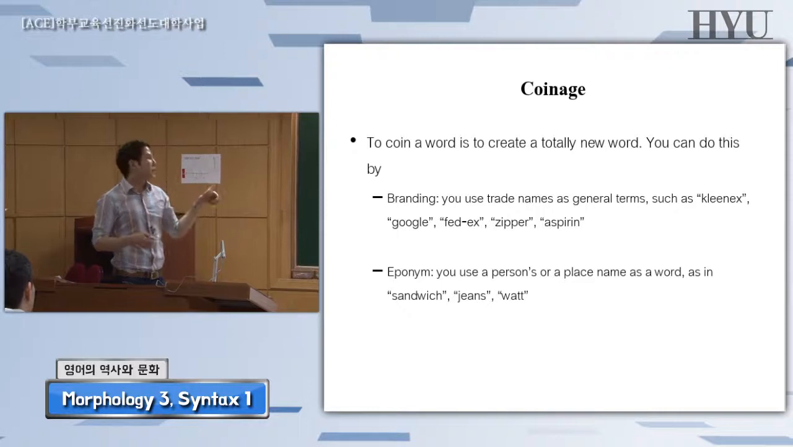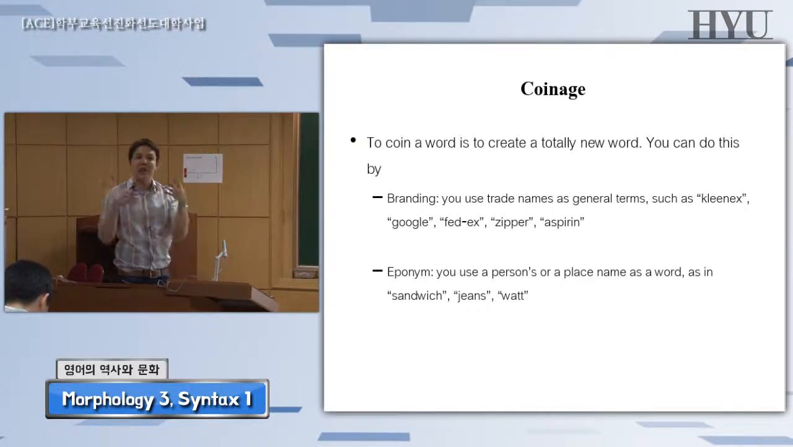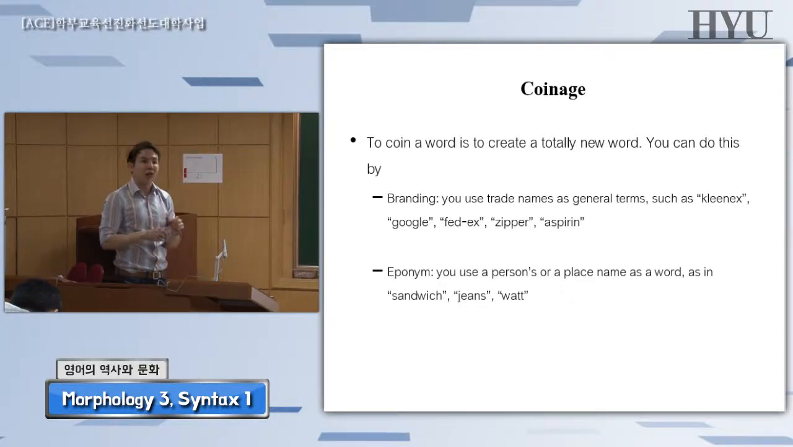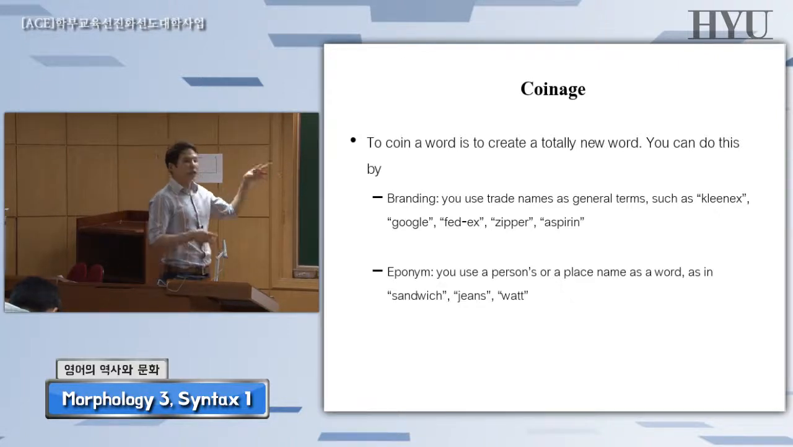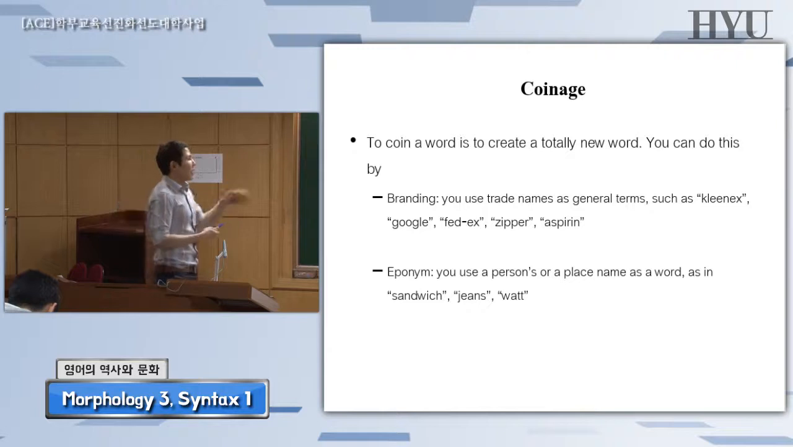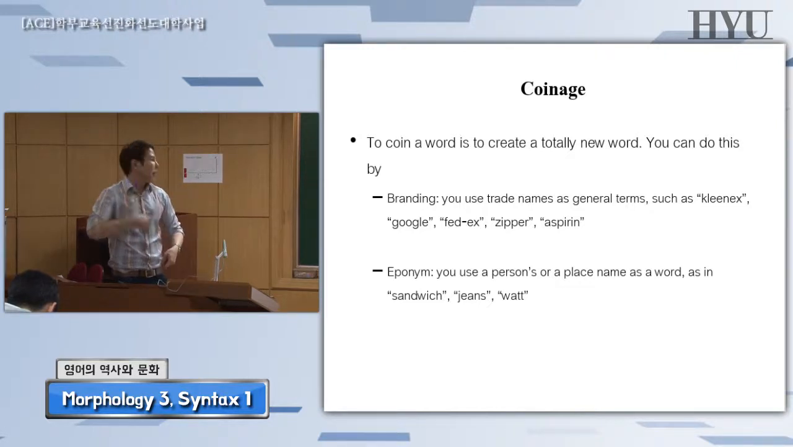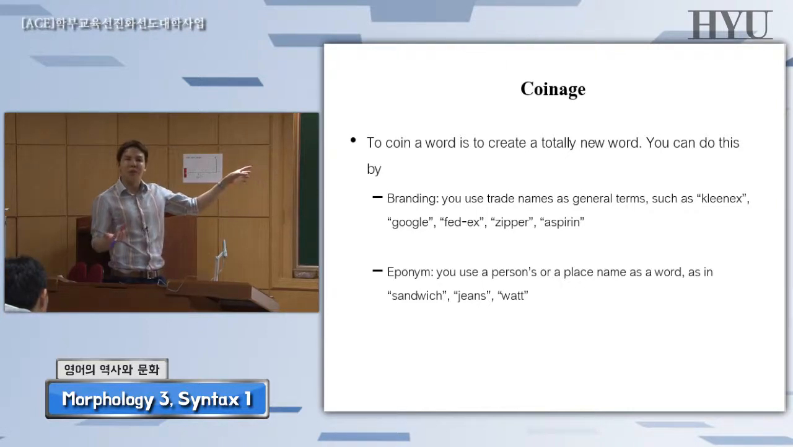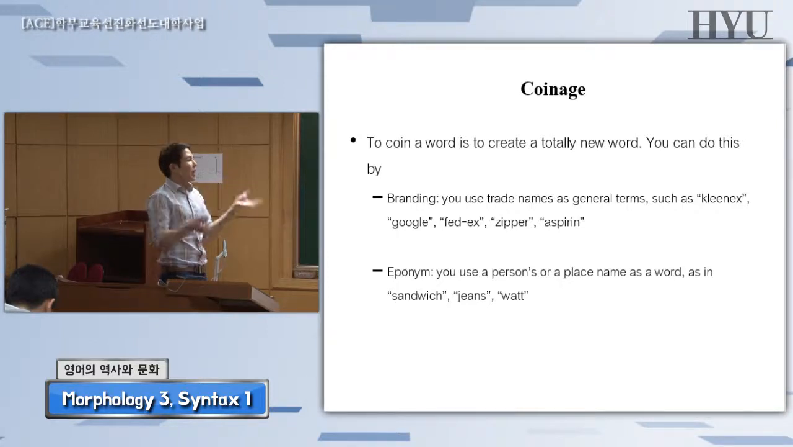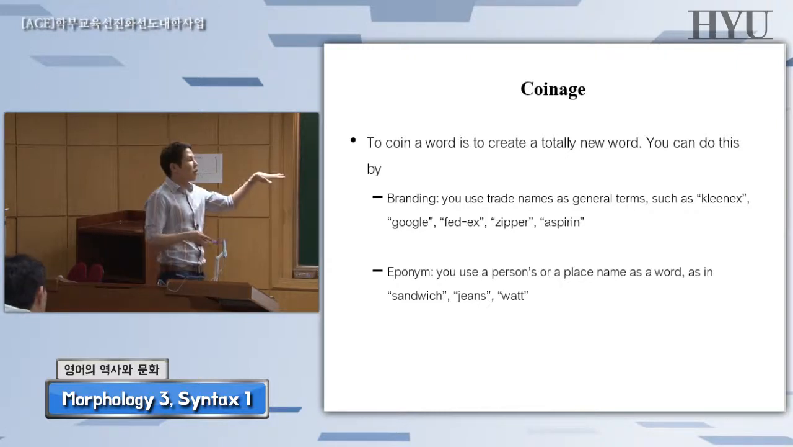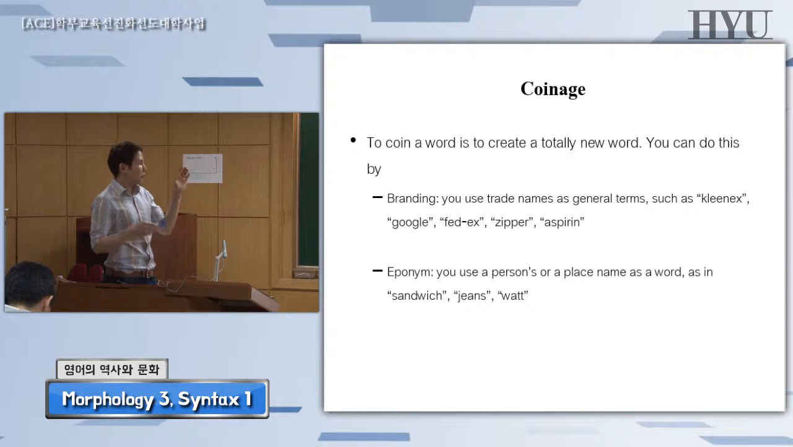Branding. You use trade names as general terms, such as Kleenex. Kleenex is a trade name for facial tissue, like that. So give me some Kleenex, please, right? Like that. Okay. Google. Can you Google something? Like that. Google is a name, right? And FedEx is the name of the carrier. For example, can you FedEx this for me tonight? Like that. Zipper. Can you zip up like that? Zipper is also a name. Aspirin is also a trade name. Used to be a trade name, but now we use it to represent the type of medicine that deals with fever and headache and pain, like that. Okay, so all of these used to be trade names or proper names.